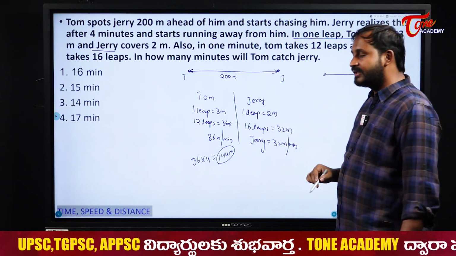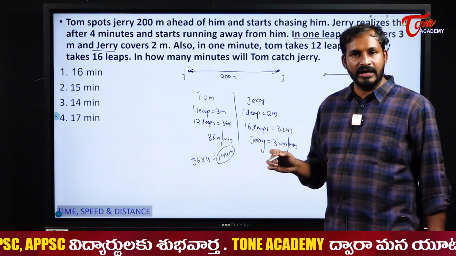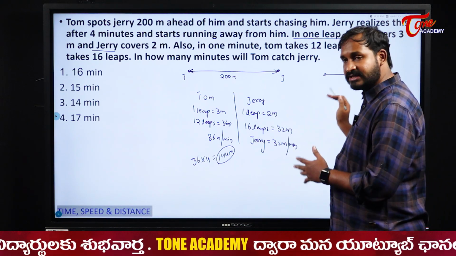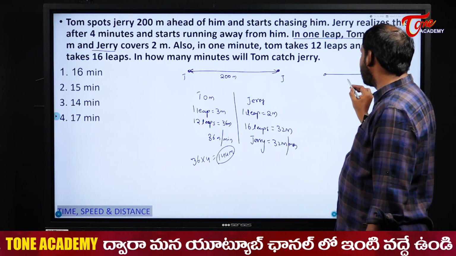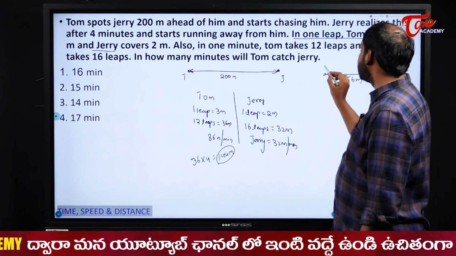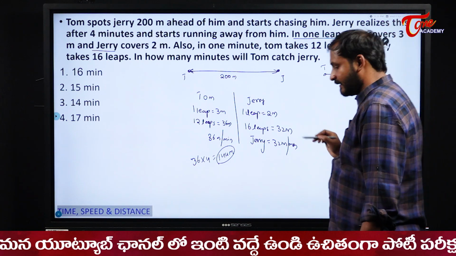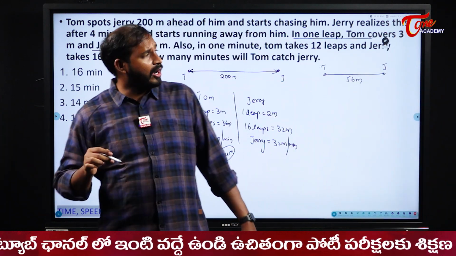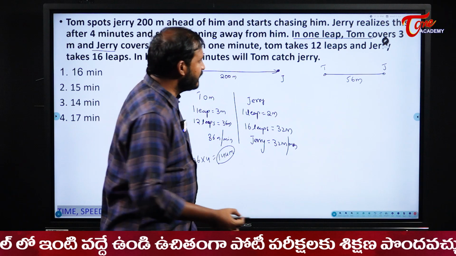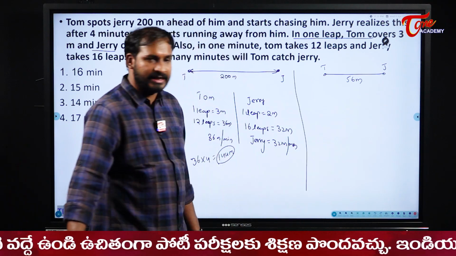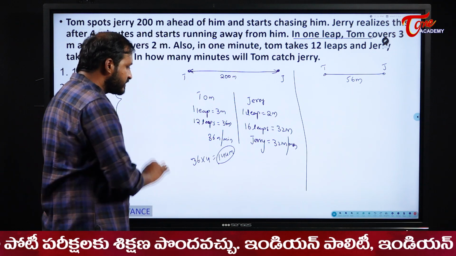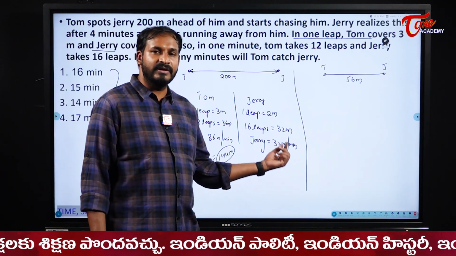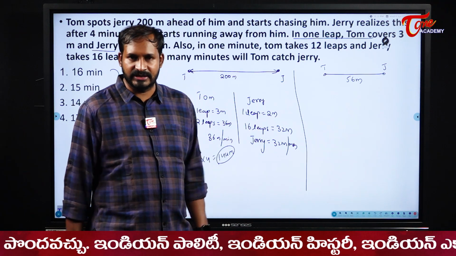That means at the time when Jerry starts running, what is the difference between them? The actual difference is 200 meters. But is that difference continuing? No. Initially Tom started running. So now the difference between them became what? 56 meters. Now both Tom as well as Jerry are running. And in what time will Tom catch Jerry? Anyway, the time is also in minutes, so don't get confused between meters and minutes. We will go in meters and minutes only.